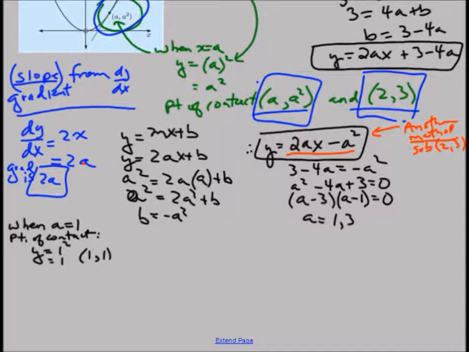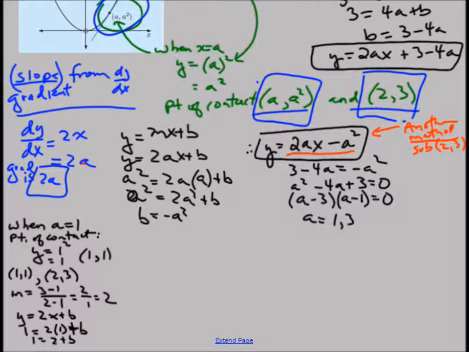We could determine the equation of this line based on this point of contact and this point, just from those 2 points. So slope is 3 minus 1 over 2 minus 1, which is 2 over 1, which is 2, same as what we originally had said over here. y equals 2x plus b. Substitute in one of the points. I'll substitute in this one. b equals negative 1. So the equation is y equals 2x subtract 1.